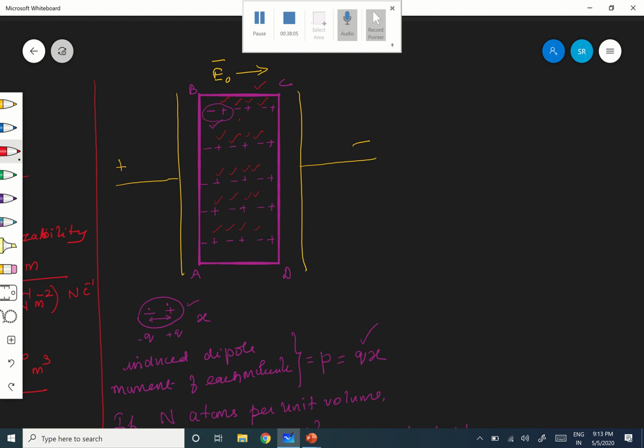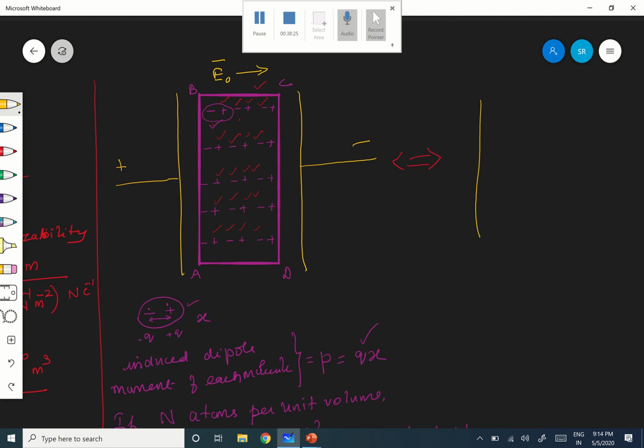So the positive and negative centers of mass of nearby atoms are very close. Therefore, they cancel each other. Therefore, what will be? Because they are cancelling each other, how will it look now?